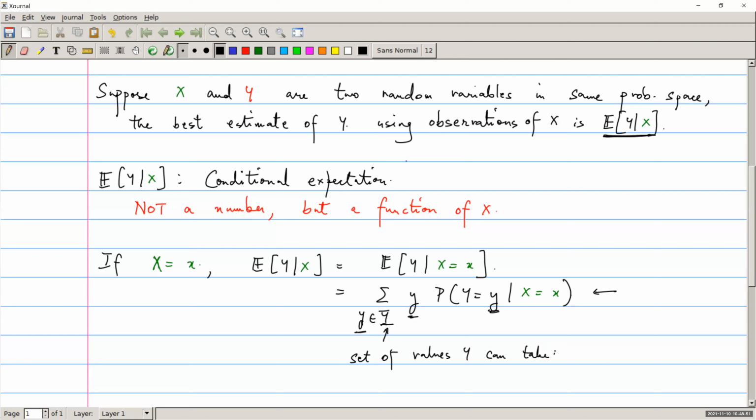In this summation, y is a dummy variable. Think of every summation like a for loop, and this y is just the dummy variable in the for loop. When you finish running through the for loop, the dummy variable doesn't matter. The result at the end has nothing to do with it. So this summation does not depend upon the values of little y. It just runs through all values. The only thing it depends upon is the value that capital X can take. That's what I meant by saying that the expectation of Y given X is a function of X, not a function of Y.